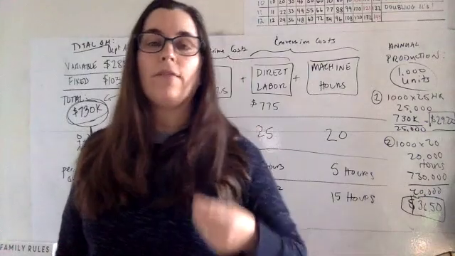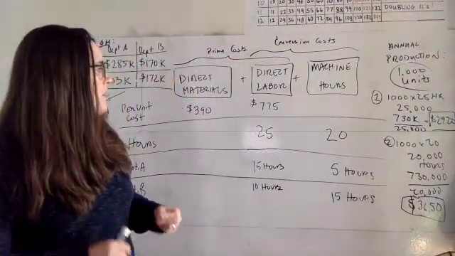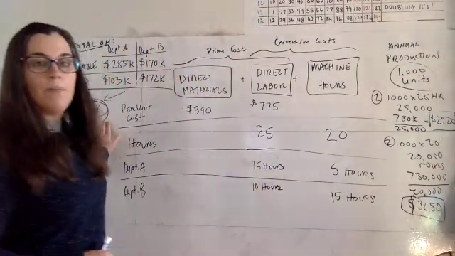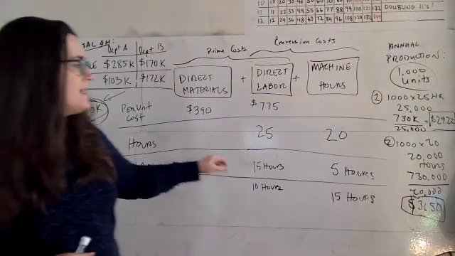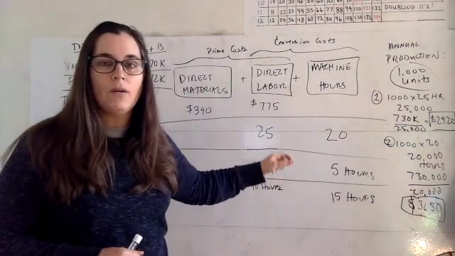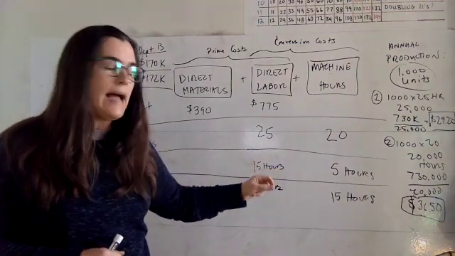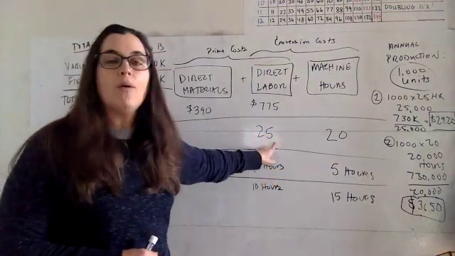What we've just done is we've figured out a way to take this big all-in $730,000 cost and push it down into each unit made. And we're doing that using labor hours or machine hours.